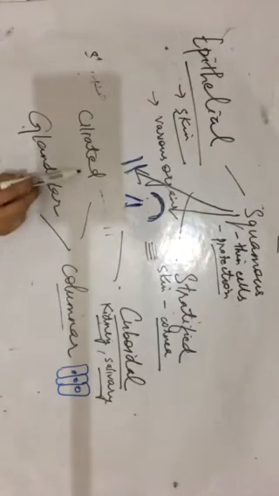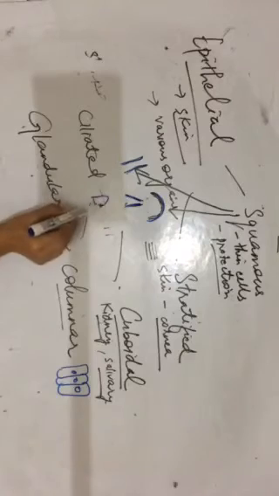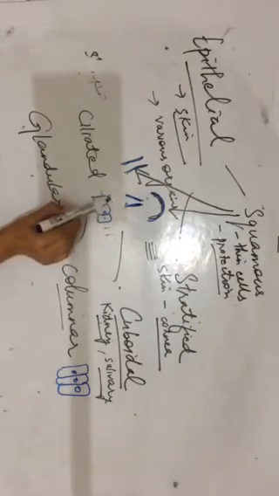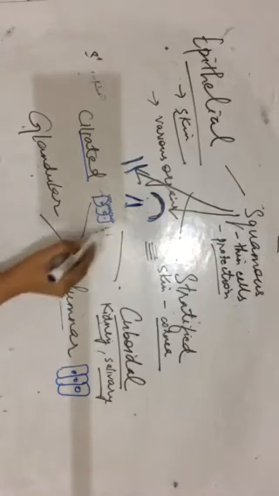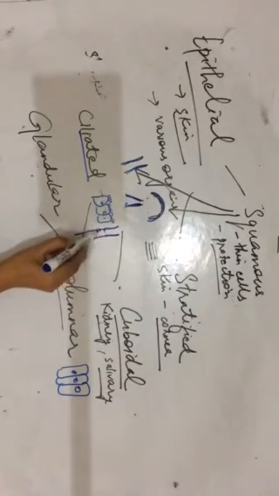So ciliated means having cilia. The columnar cells which have some small finger-like projections over them are known as ciliated columnar epithelium. Now, where are they present? They are present inside your windpipe. So this is your windpipe. These cells are present in your windpipe.